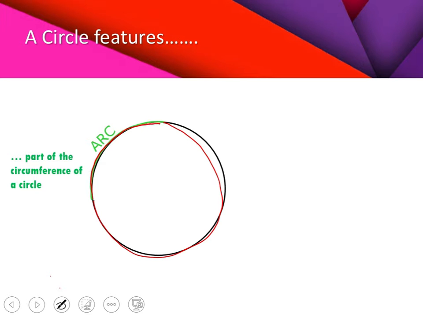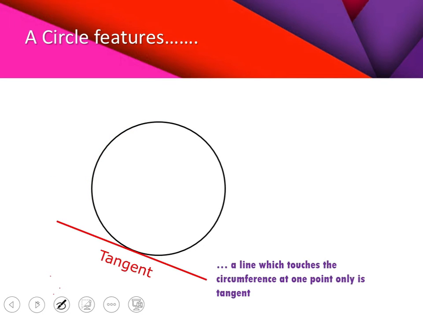Then we have arc. If you check this arc, see this green line which is on the circumference of a circle, this is an arc. So part of the circumference of a circle is an arc. Now this is tangent. Tangent means a line which touches the circumference at one point only is tangent. Like if we draw a line on the circle and it will touch at one point of a circle, it means it is a tangent.